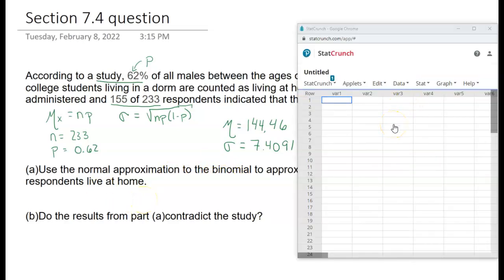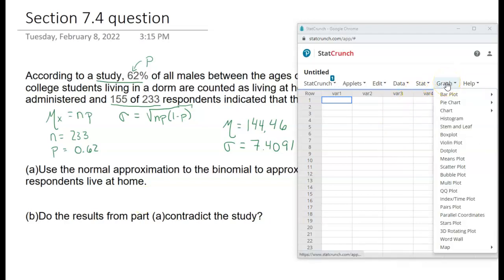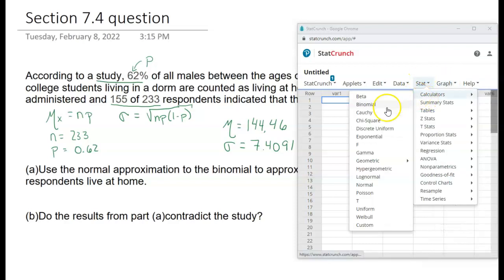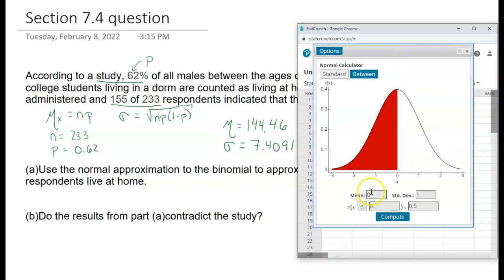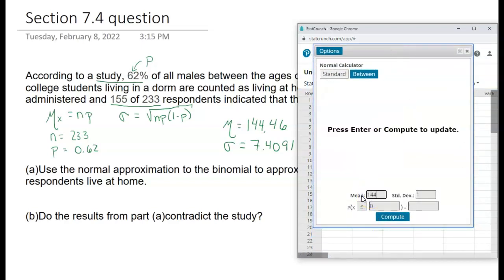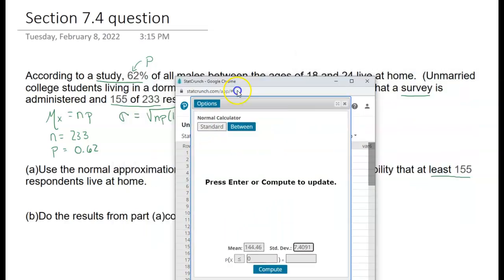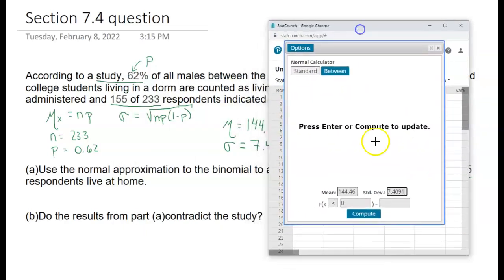Okay, so here's StatCrunch. We're going to use the normal approximation. So we're going to go ahead and do a calculator and have it be the normal calculator. So we need to type in our mean, 144.46, and the standard deviation, 7.4091, and I want it to be at least 155.